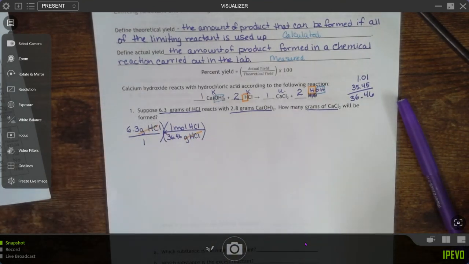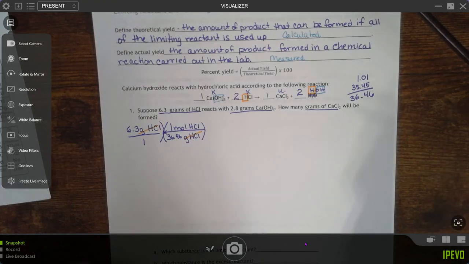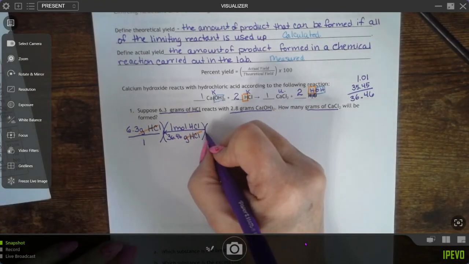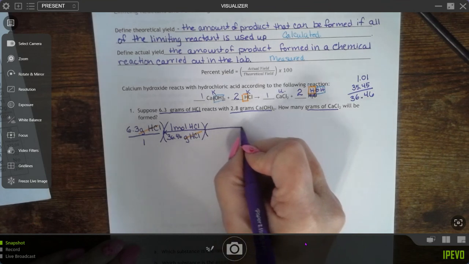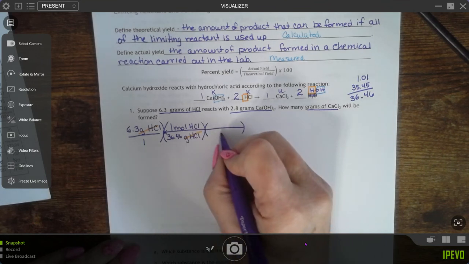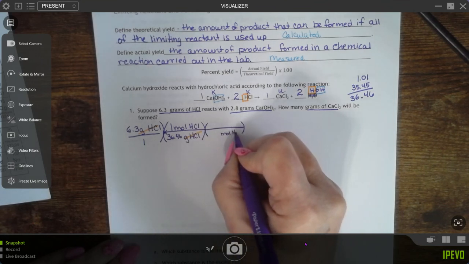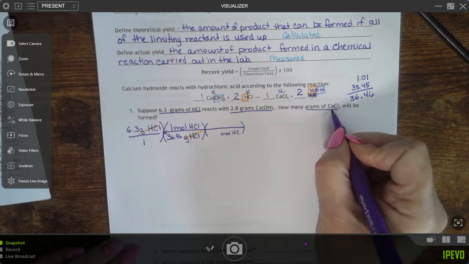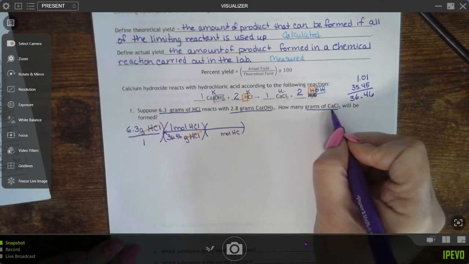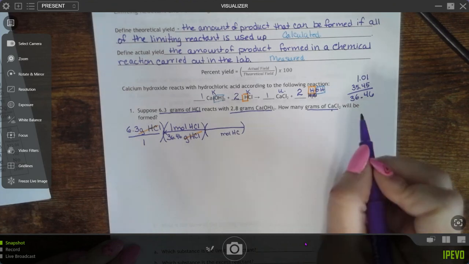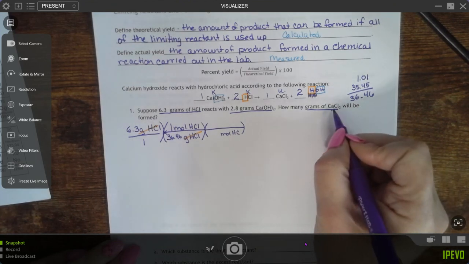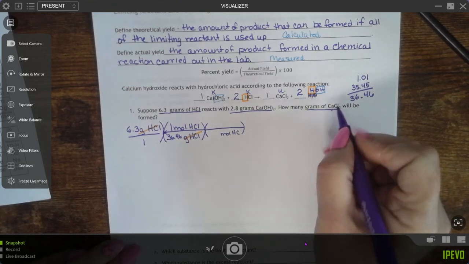Our second step is always our mole ratio step. This is where we are going to have moles of HCl on the bottom, and then moles of what we're looking for on the top. So you want to make sure that you don't mix up what you need. You need the moles of what we're trying to find, so calcium chloride.